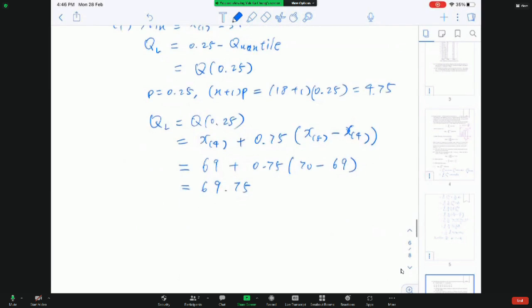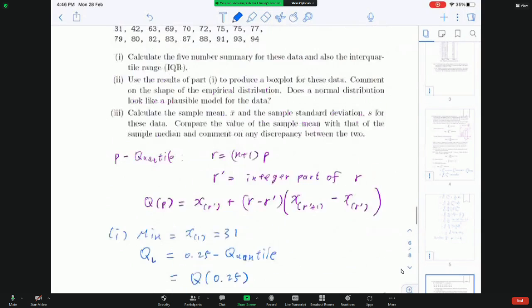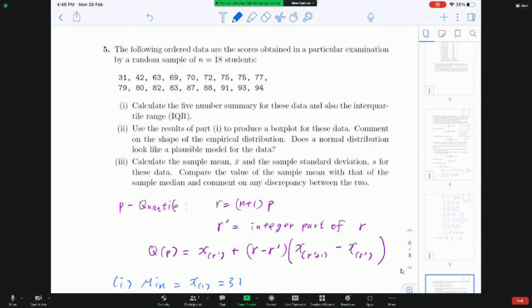And for the median, for the 5-number summary, we also need to determine the median. The median depends on whether the sample size is odd or even. If it is odd, the index will be (n plus 1) divided by 2. If it is even, it will be equal to the average of the 2 middle numbers. So this is how we determine the median.